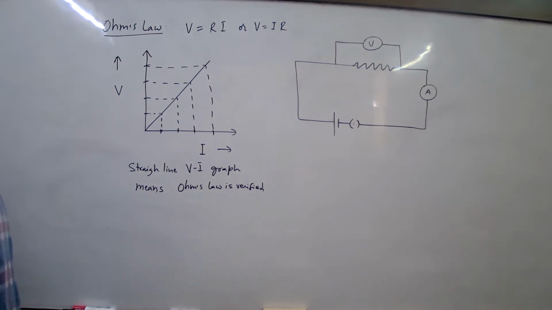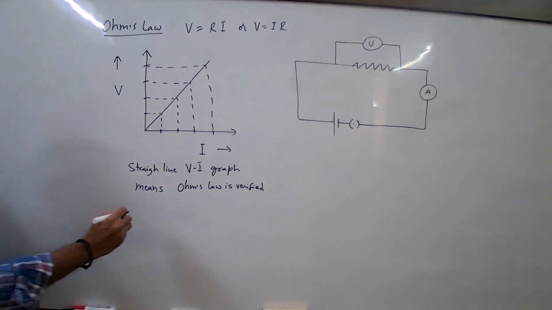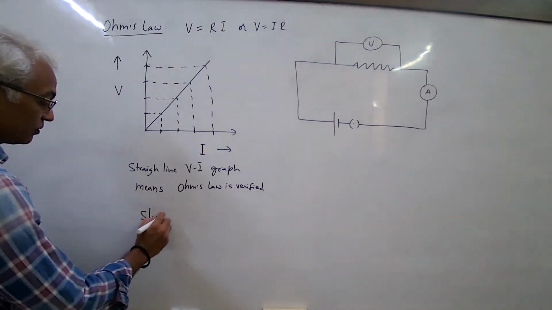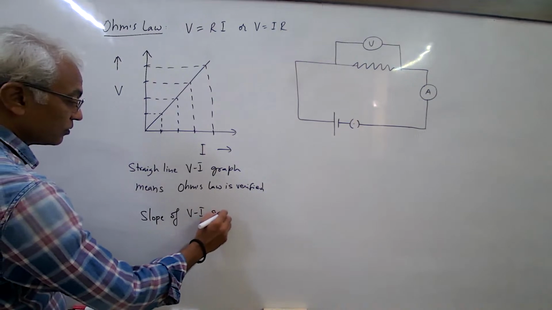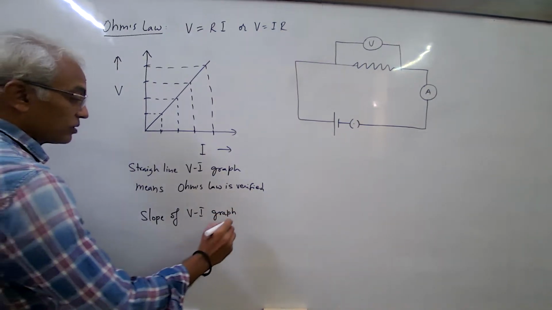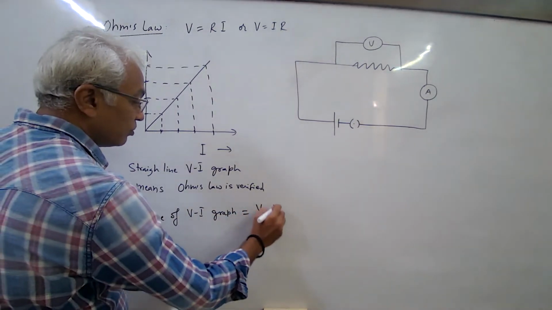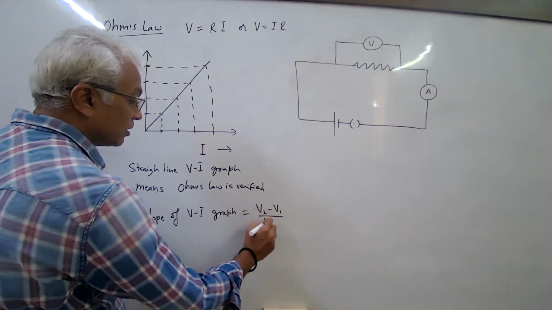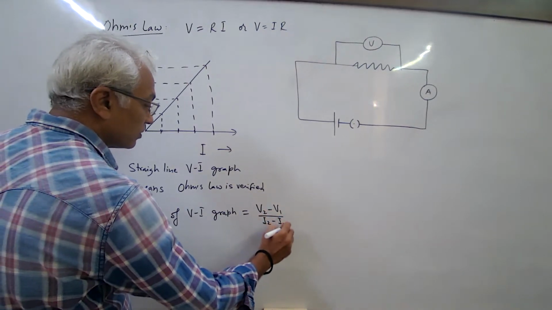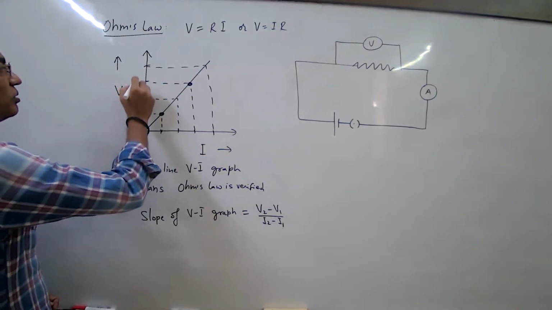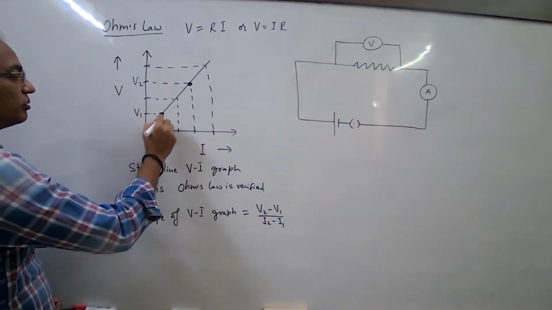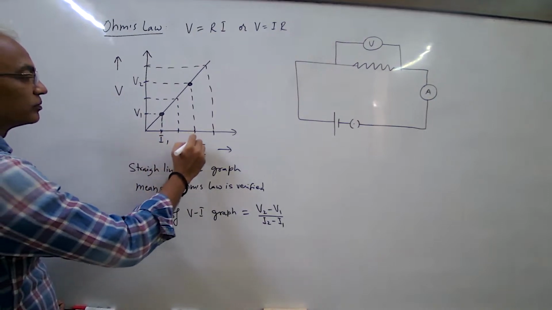So what does the slope of Ohm's law give? What is the slope of Ohm's law? Resistance. So slope of VI graph gives V2 minus V1 divided by I2 minus I1. So you can choose any 2 points. Let us say I choose these 2 points. So this will be V2, this will be V1, and this will be corresponding current.